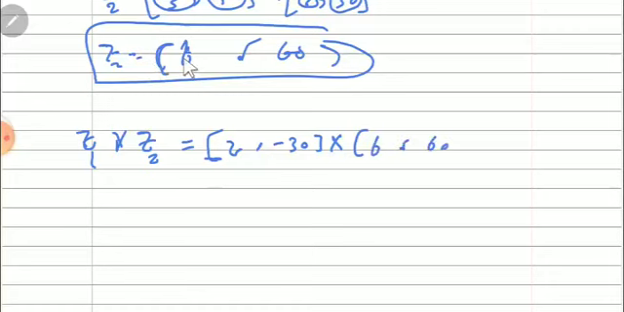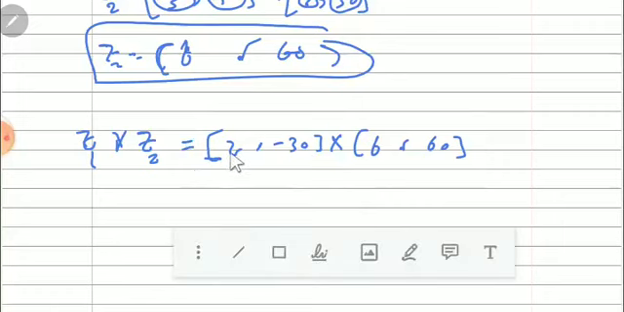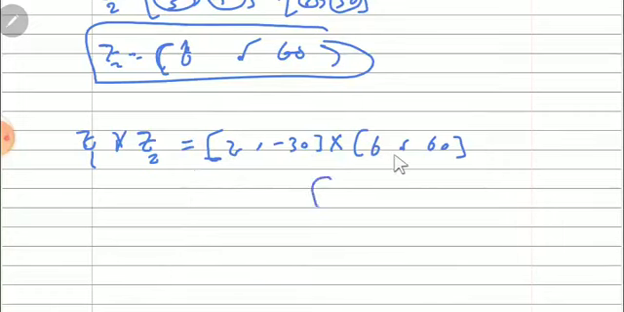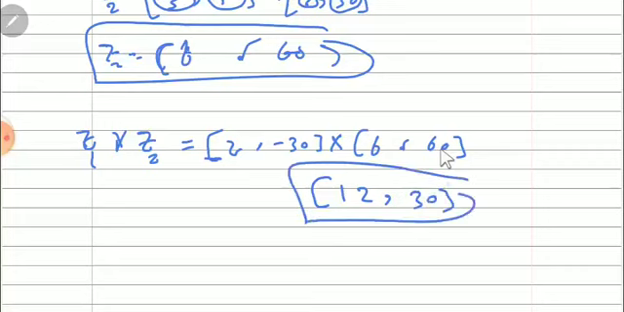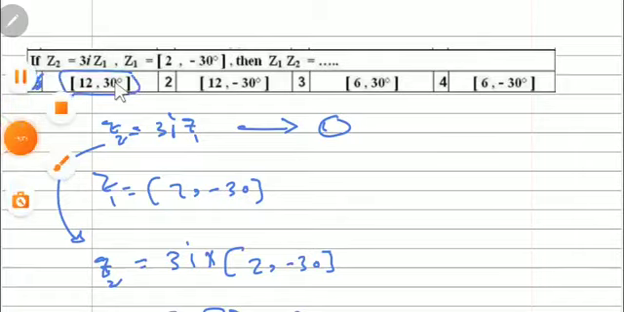6 and 60. Now, this is multiplication in polar form. What should we do? We have to multiply the length. This is the length, and this is the length. 2 multiplied by 6 is 12, and add the argument. Negative 30 and positive 60 equals positive 30. So this is Z1 multiplied by Z2: 12 and positive 30. Option number 1 is the correct answer. I hope you do understand.